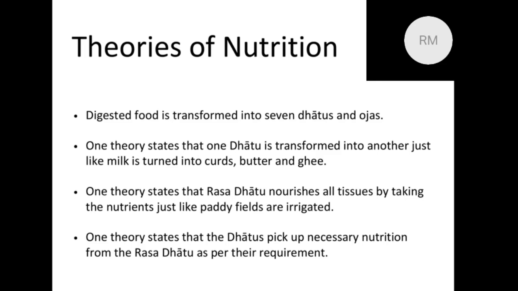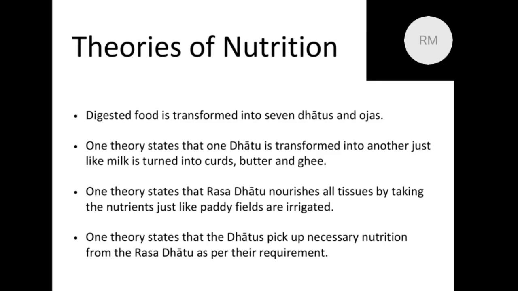So this theory states, just like the same milk gets transformed into curds, butter and ghee, in a similar way, the Rasa Dhātu gets transformed into Rakta, Mamsa, and so on and so forth.